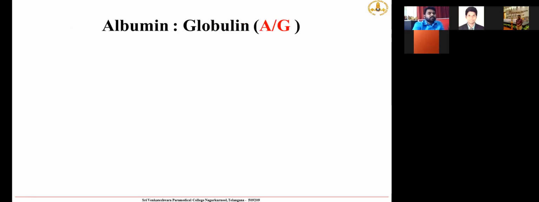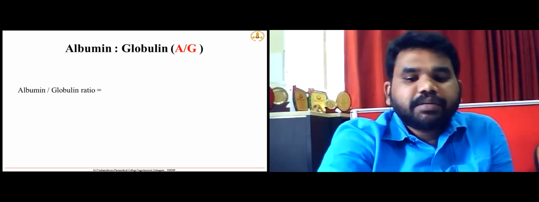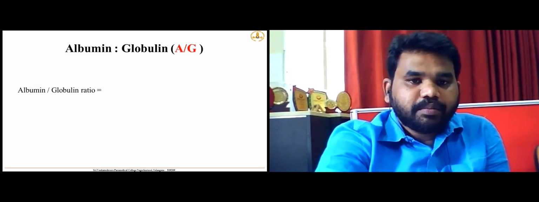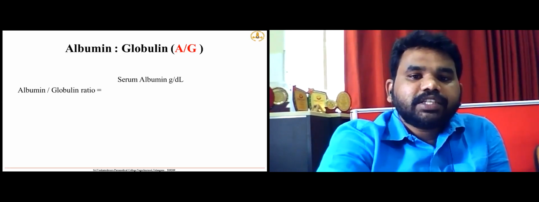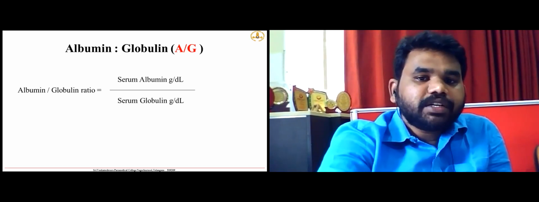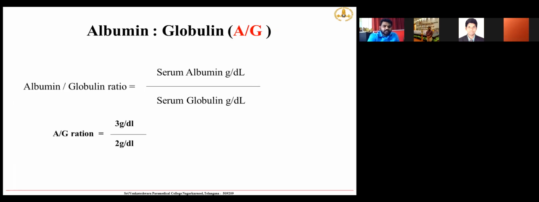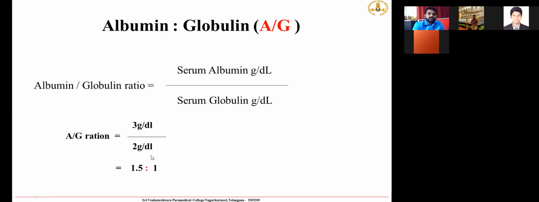And one more thing, that is the albumin globulin ratio. The albumin globulin ratio is completely based on a formula. It is not a test. The formula is serum albumin in grams per dl divided by serum globulin in grams per dl. As in the previous slide, we have the values: albumin is 3 grams and globulin is 2 grams, so the ratio will be 3 divided by 2, which is 1.5 to 1. The normal range is 1.2 to 1 up to 2.1.